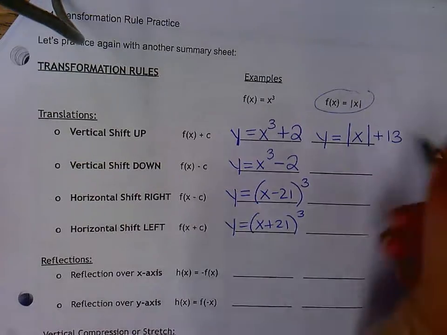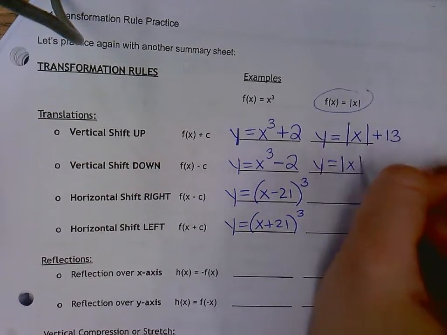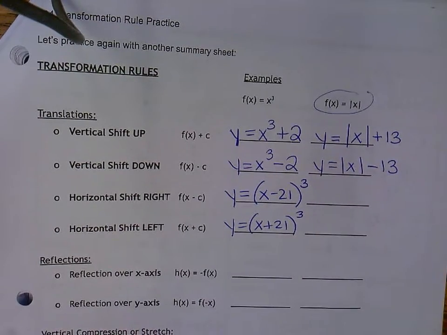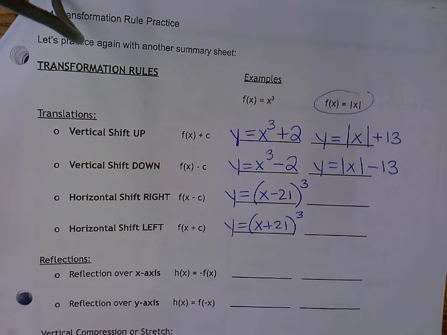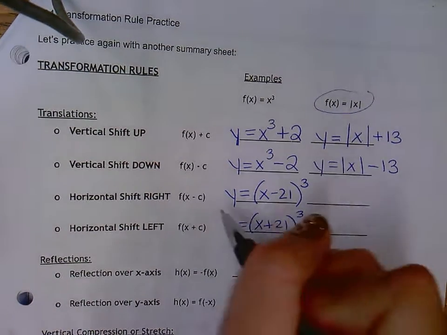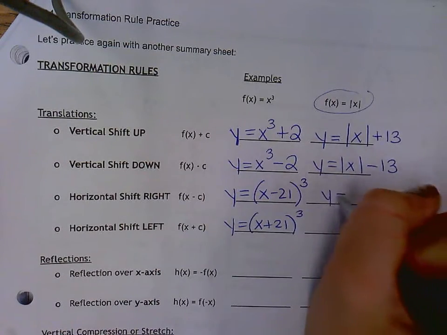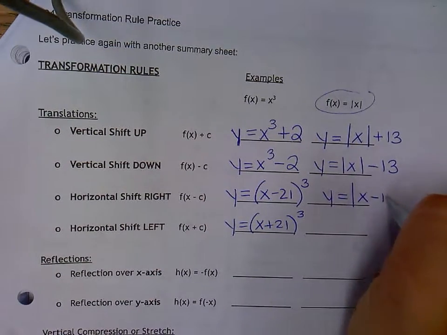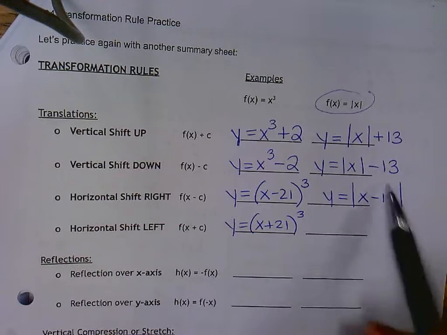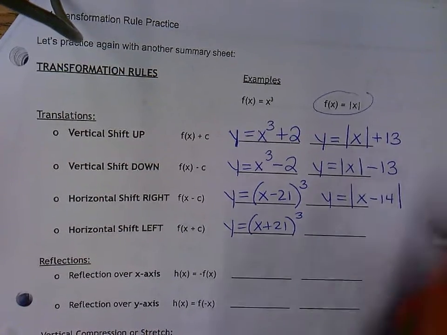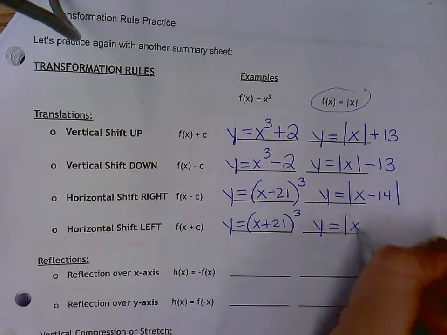Okay, so I could also shift down 13 units. All right, James, give me a favorite number. 14. So this time I'm going to shift it to the right. So I'm going to put the 14 inside that absolute value symbol to go to the right. Or I could say I'm going to go to the left.